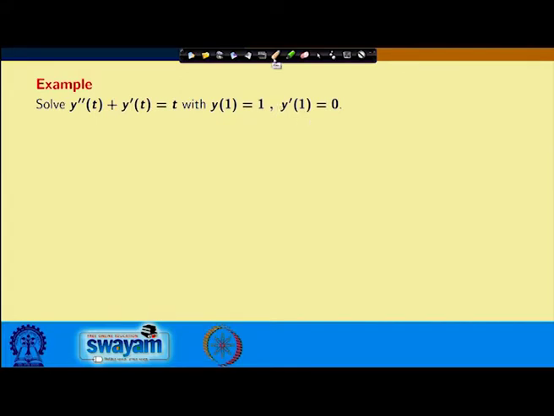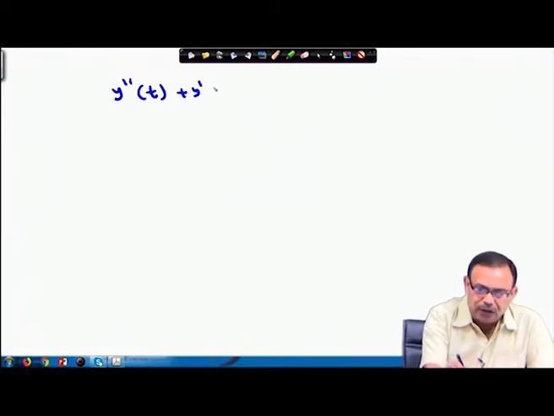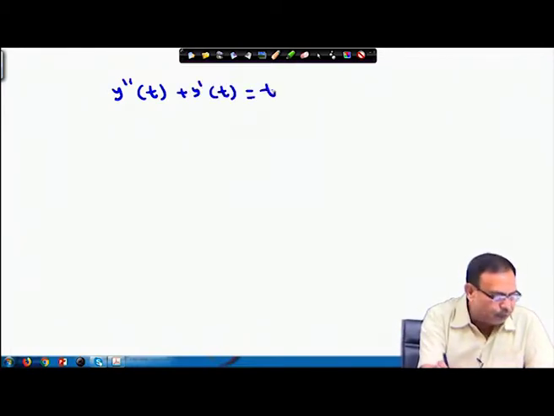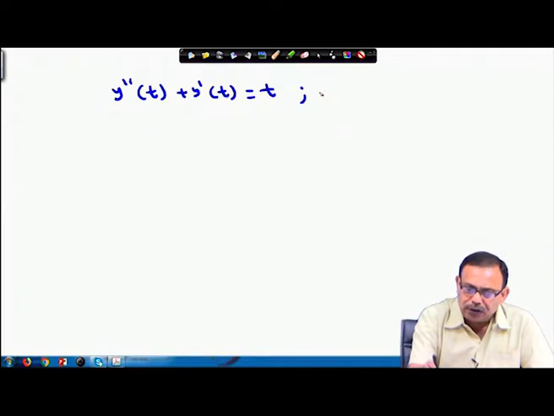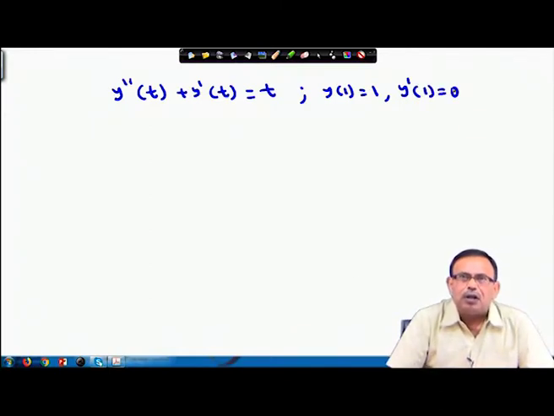So, if you see here, your problem is y double dash t plus y dash t equals t, and the conditions given are y(1) equals 1 and y dash (1) equals 0. Please note that in the earlier problem we were obtaining the conditions at t equals 0, but here the conditions are given at t equals 1.